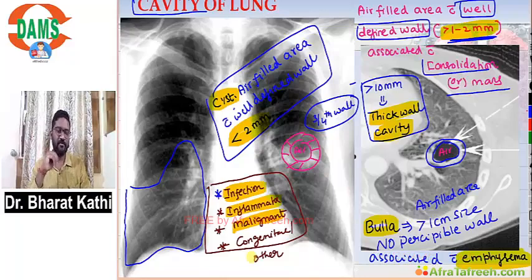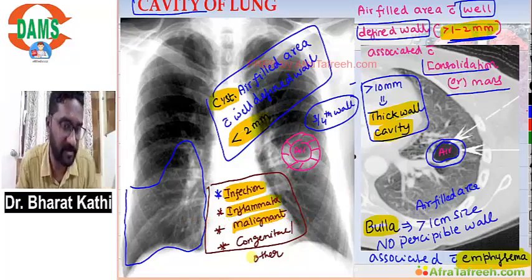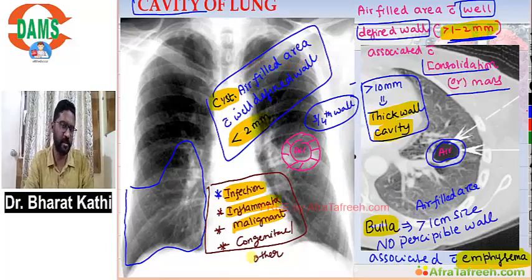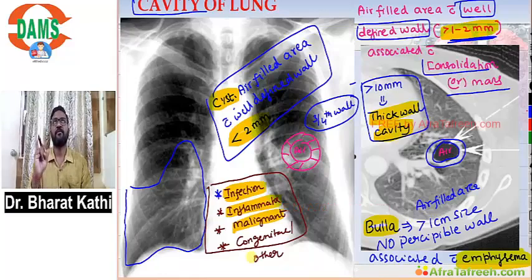Inflammatory conditions, you must be knowing. Wegener's granulomatosis can cause cavity. Rheumatoid arthritis can cause cavity. Malignancy: what are cavitating malignancies? Squamous cell carcinoma is a cavitating malignancy. Large cell carcinoma is a cavitating malignancy. Just simple. Even if you don't know any differential diagnosis for any condition, just think like this. What infections can cause this? What inflammatory conditions can cause this? What neoplastic conditions can cause this? What congenital or other conditions?